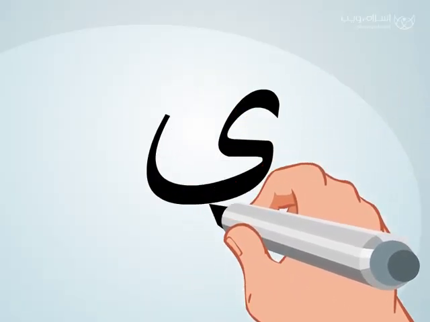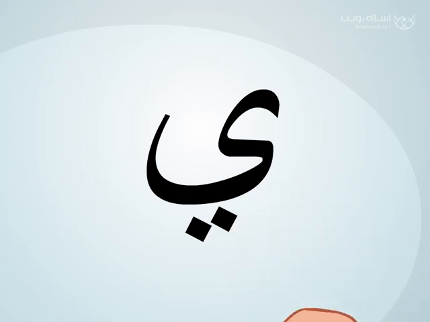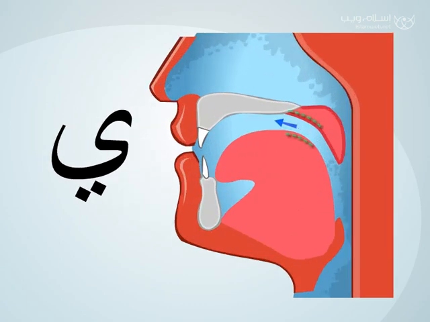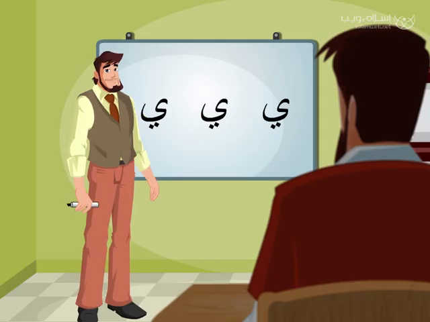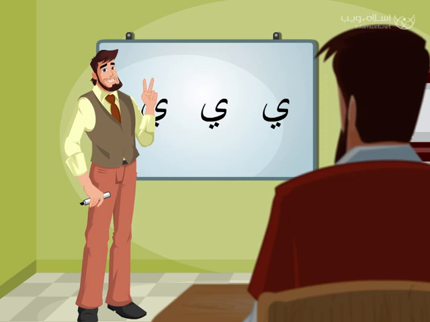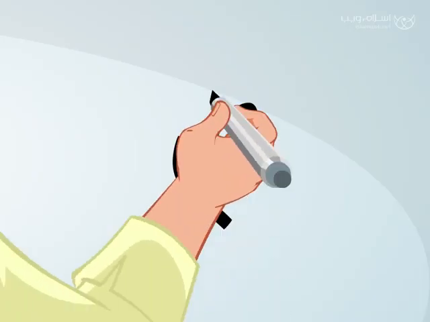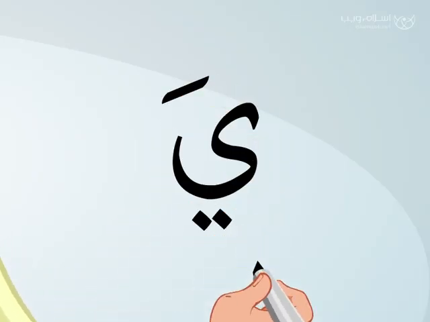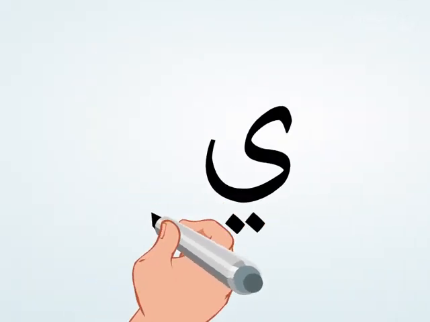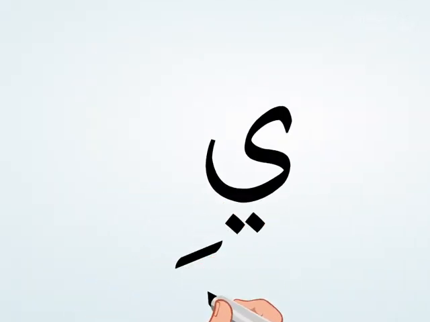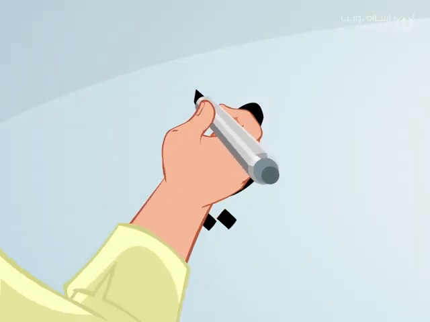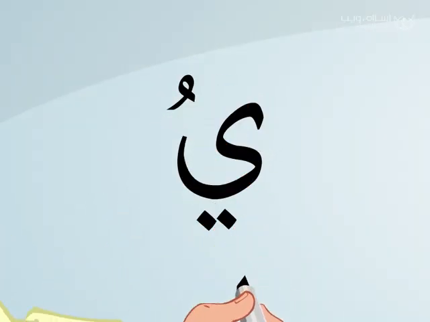This is how we write it. Ya. How to pronounce the letters with short vowels. Fath, Kasr, and Dam. Ya. Yi. Yu.